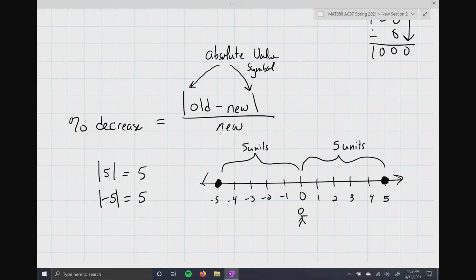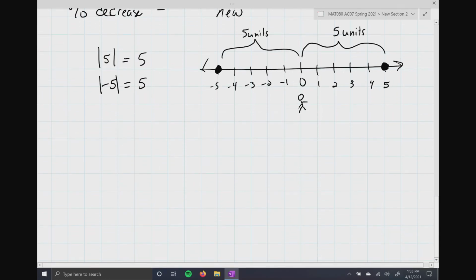So when we think about percent decrease, we may get a negative number inside here, but that's okay because we're just going to take the absolute value of that. Okay, and it's always going to be positive. So let's go ahead and look at an example.